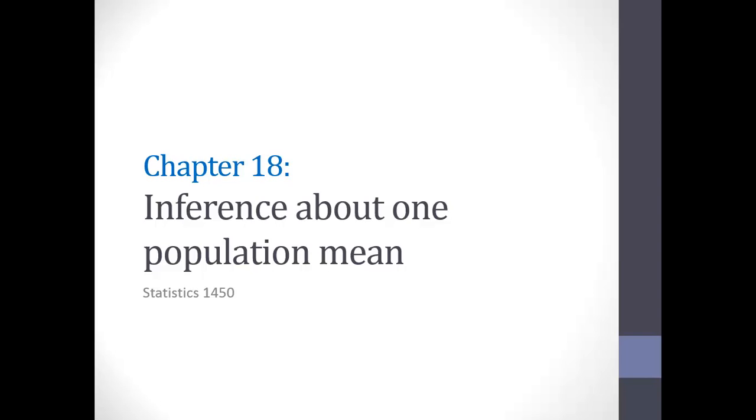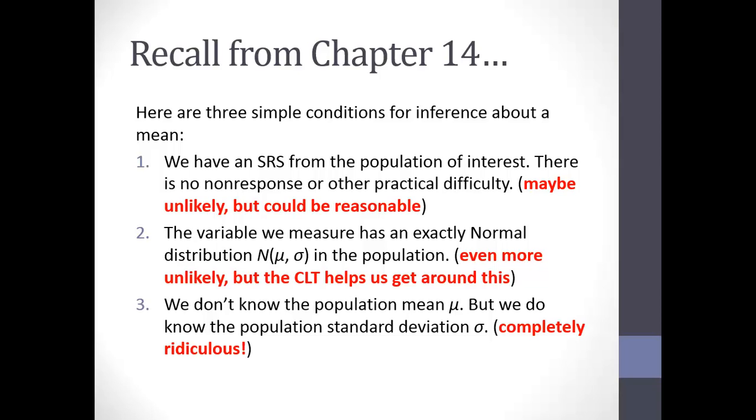In chapter 18, we're going to be talking about inference about one population mean. You might be saying to yourself, haven't we been doing this in chapters 14 and 15? And the answer is yes. But we're going to come back to some of the issues that we sort of pushed under the rug, and actually have some more practical ways of going about these things. If you remember back to chapter 14, and this is not officially in your notes, I don't believe, I just wanted to remind you where we came from.